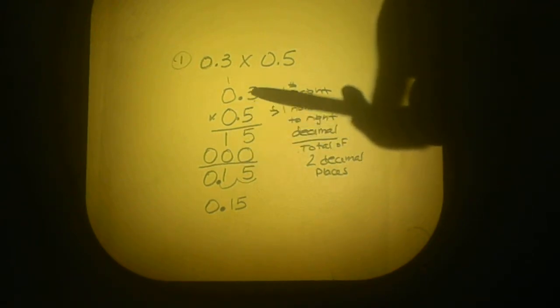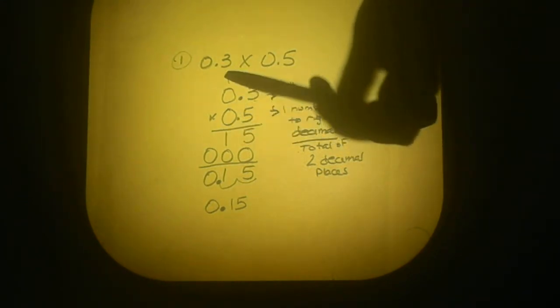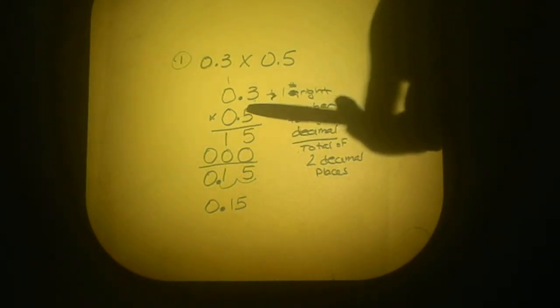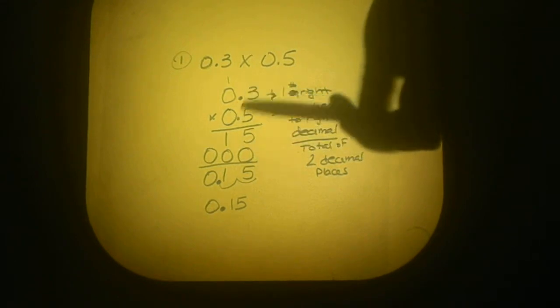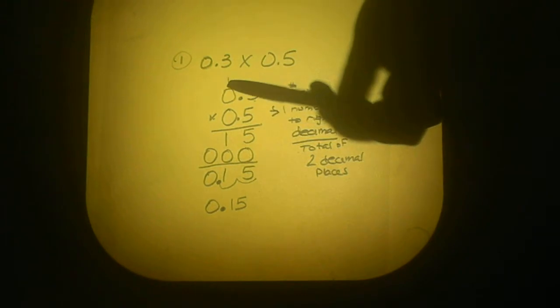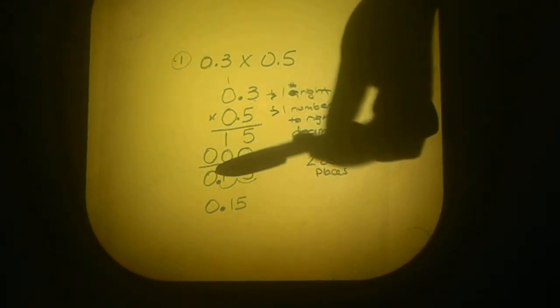So for here, 5 times 3 is 15. I carried the 1. 5 times 0 is 0, plus 1 is 1. I went ahead then to the 0 and put my 0 down. 0 times 3 is 0. 0 times 0 is 0. I did my addition: 5, 1, 0.